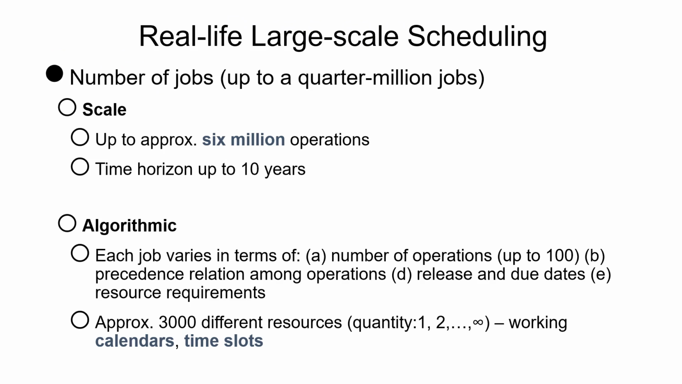In a large-scale production company, there was a challenge in designing a scheduling algorithm that had 6 million operations and quarter million jobs, and each job varies in terms of number of operations, precedence relations among the operations, release and due dates, resource requirements, etc. And there was a necessity to generate a schedule in less than an hour. So we addressed this problem in our research work.